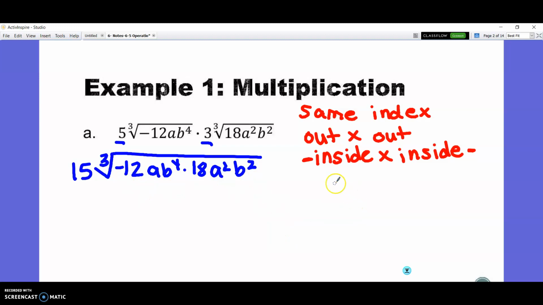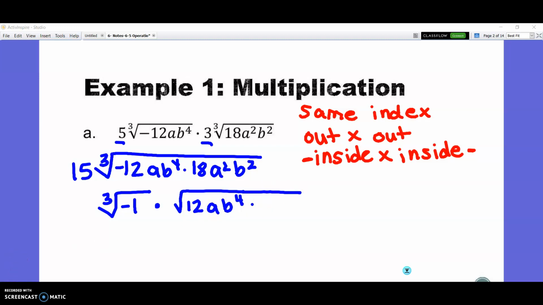And then I'm going to break down this negative 12, but I'm also going to take out the negative. Since this is a cube root, that's the cube root of negative 1, and then I'll divide this into the cube root of positive 12ab to the 4th times, all right, sorry about that. So now I have 18a squared b squared as well.